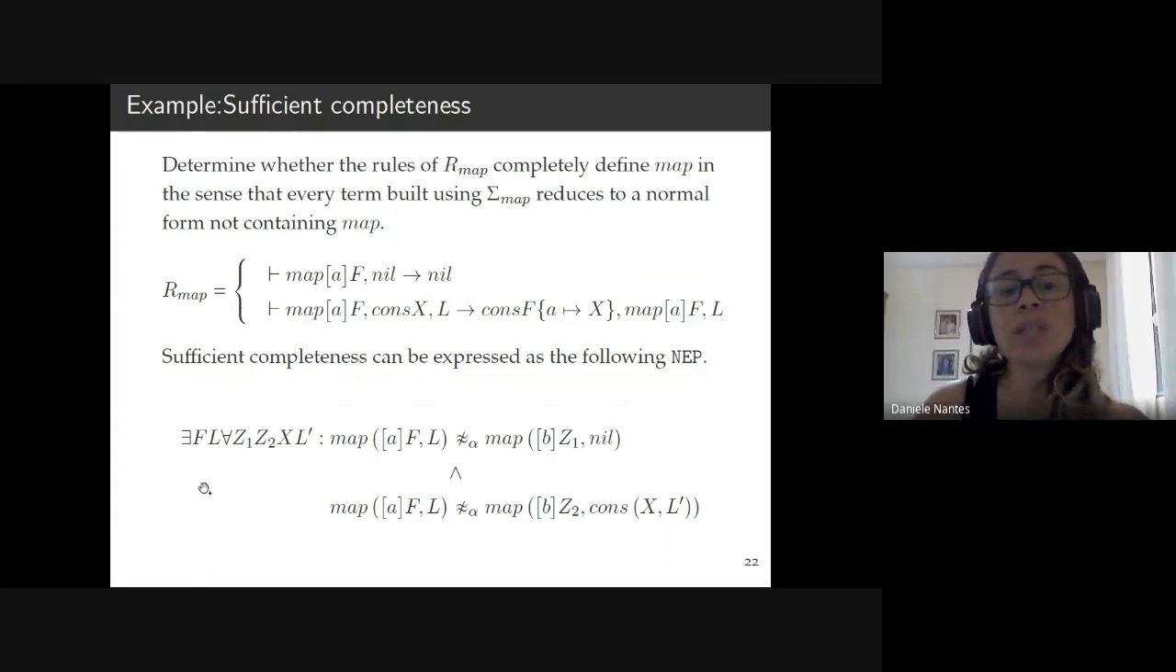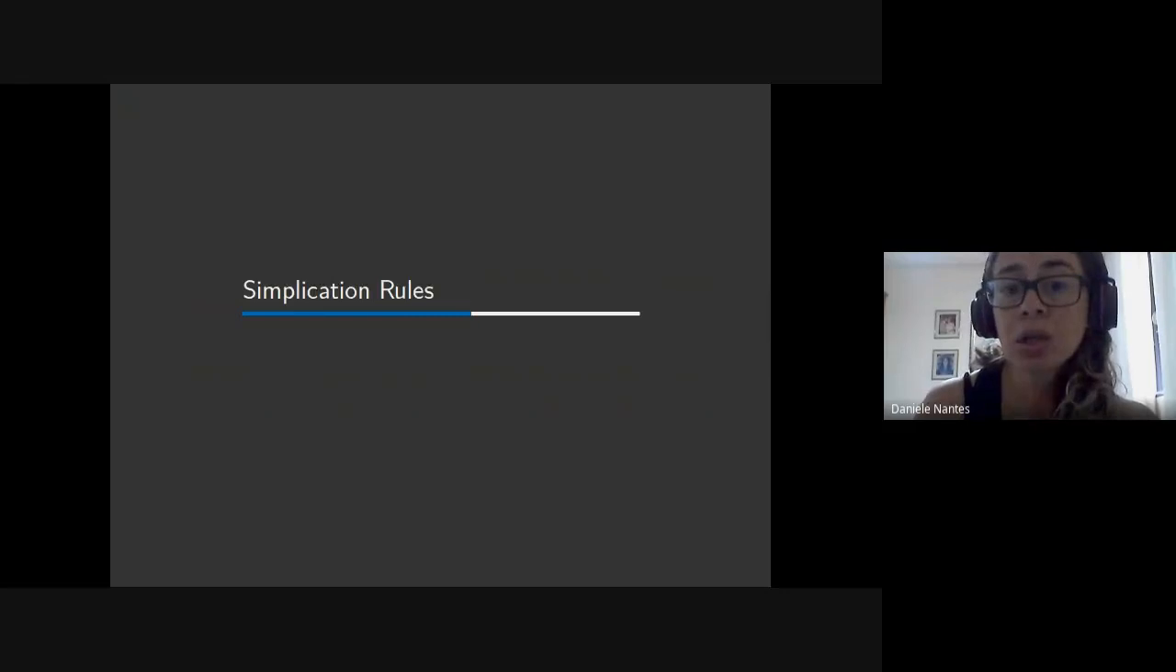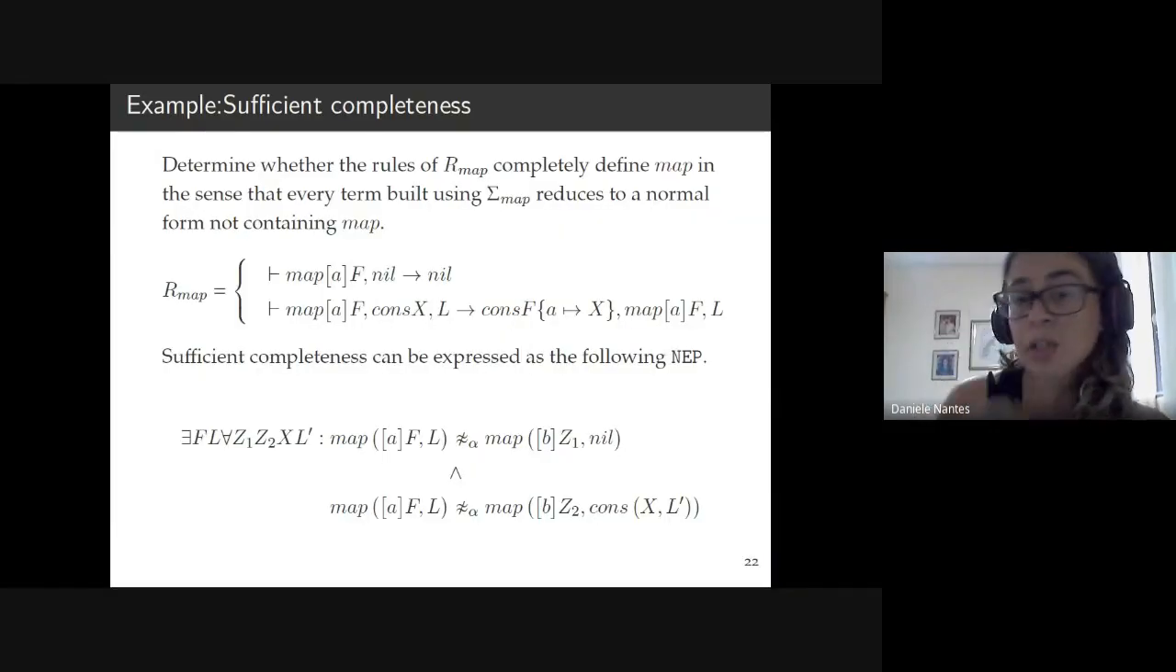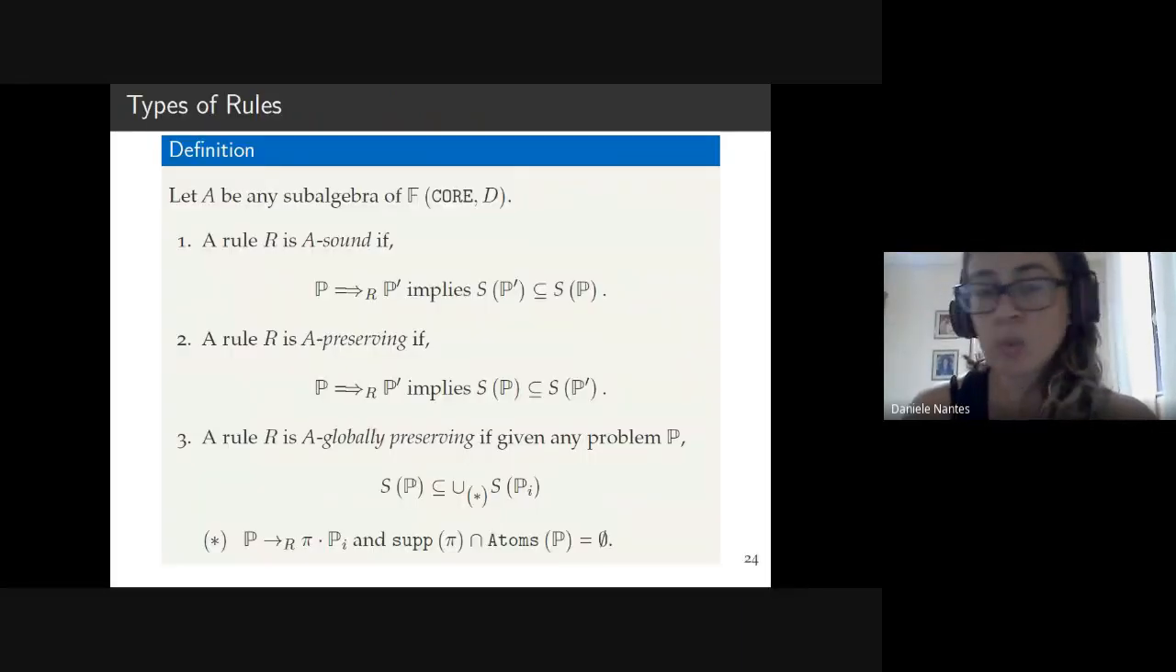So I want to know if there exist F and L such that for all Z1 and Z2 XL, this system here, this map holds. So this is one problem where you have these equations and you have abstractions, and it can be modeled in the nominal language. So I'm going to present you a rule-based procedure. It has some similarities with the Martelli-Montanari simplification rules, but of course they are extended to the nominal language.